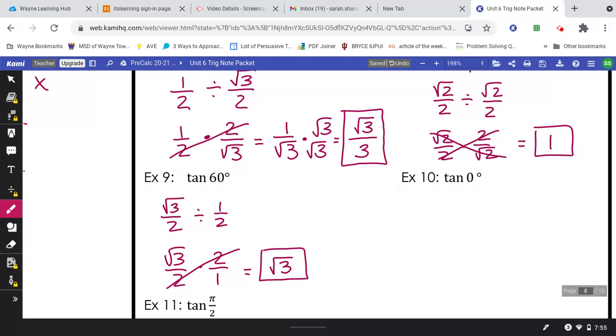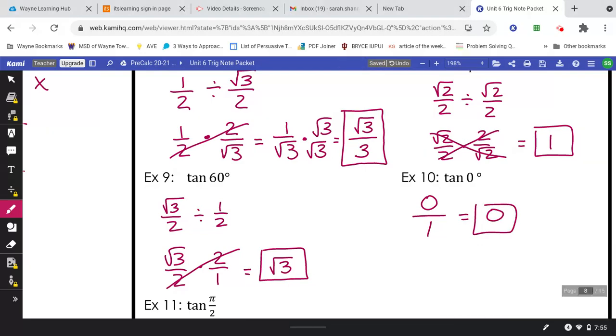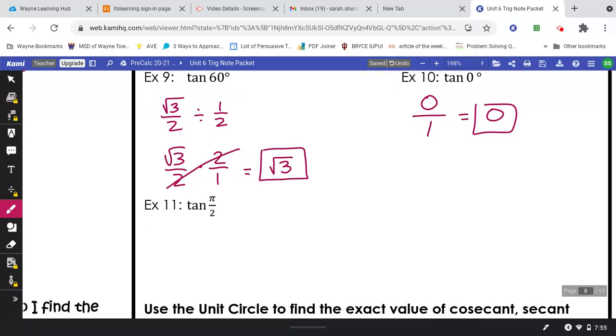For the tangent of 0, since at 0 your points are both whole numbers, I'll go ahead and divide it out as 0 divided by 1, just like that. 0 divided by 1 is 0. And then for tangent of pi over 2, y is 1, x is 0, and when you divide by 0, you do not get an answer. This is what we call undefined.